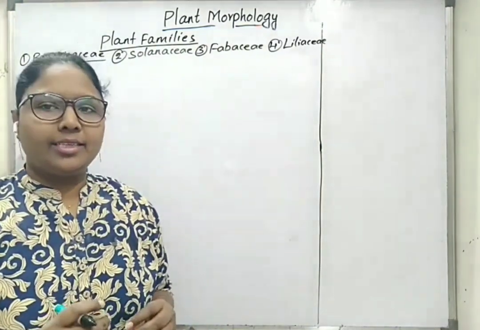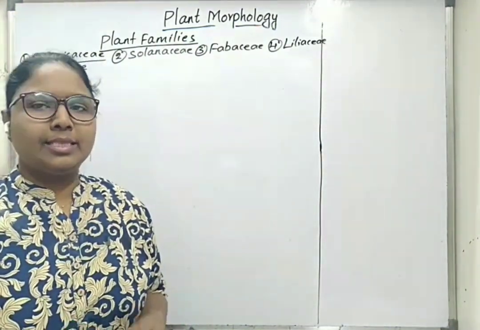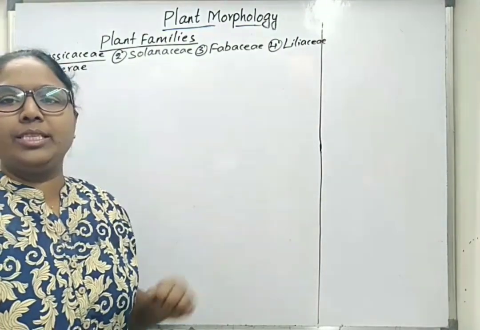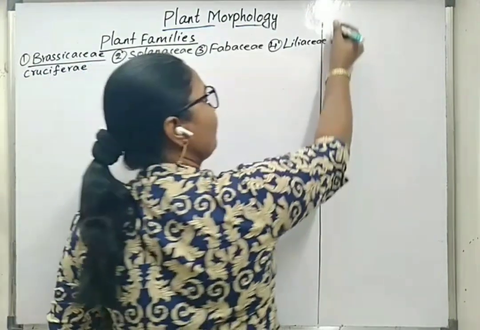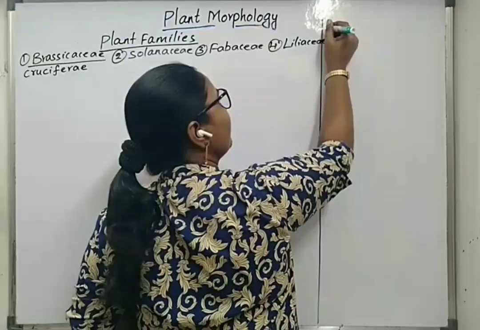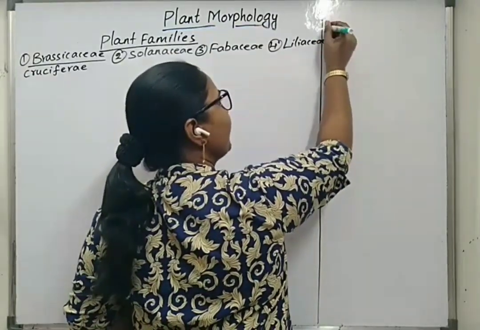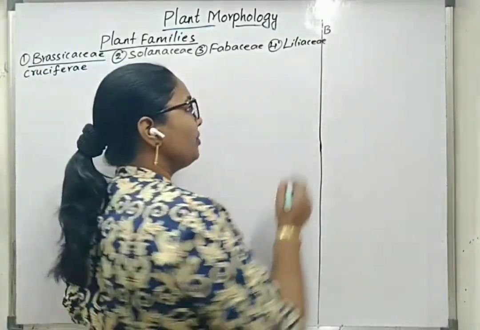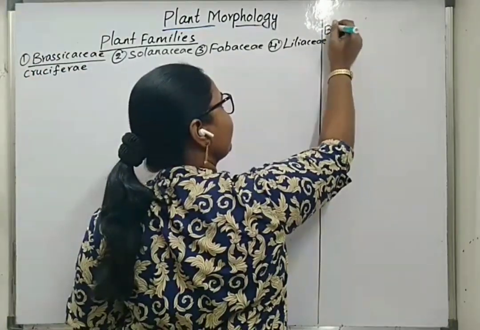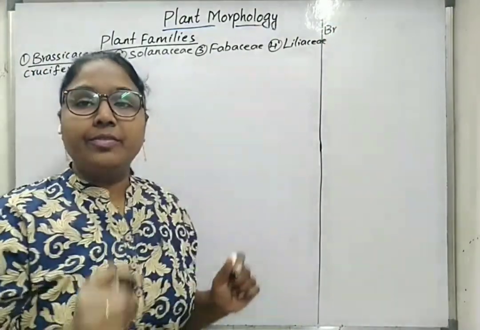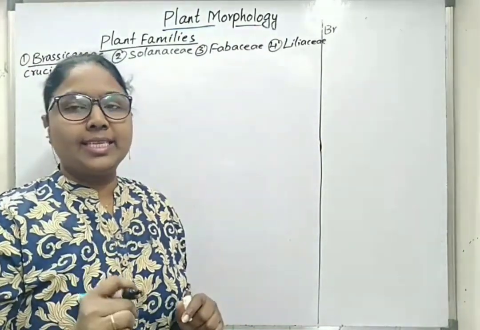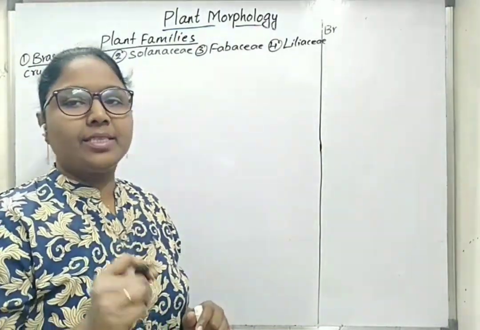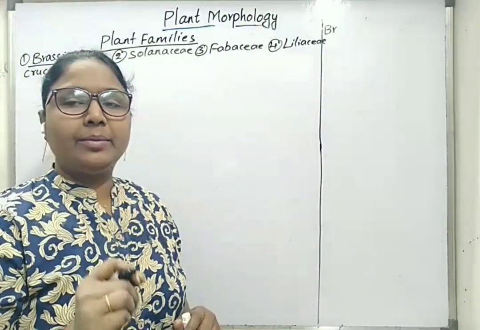Before that, there are different types of terms and symbols to represent while reading about these families. We will say one by one. If a flower is having bract, then such flowers are called bracteate flowers. How do we represent that? They are represented by capital B, small r.